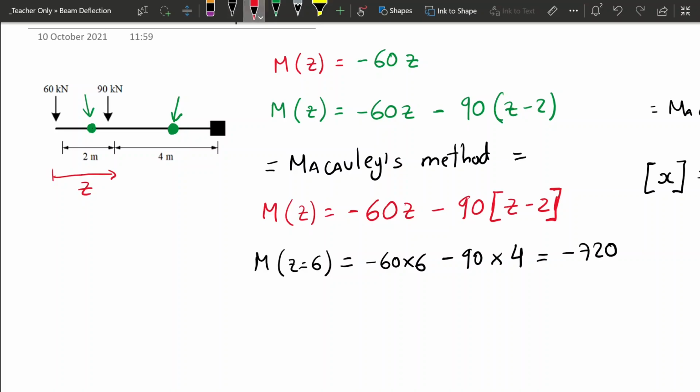So what I'm trying to say is the Macaulay's method is just a little trick. These brackets here are just a little trick to help us take into consideration loads that are not at the beginning or the end of the beam.